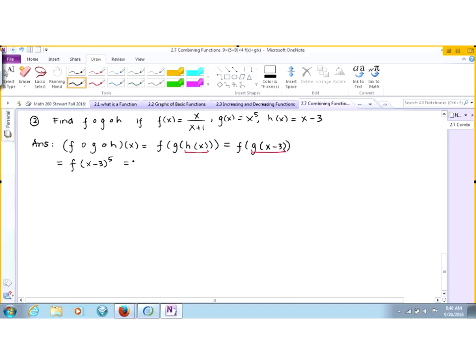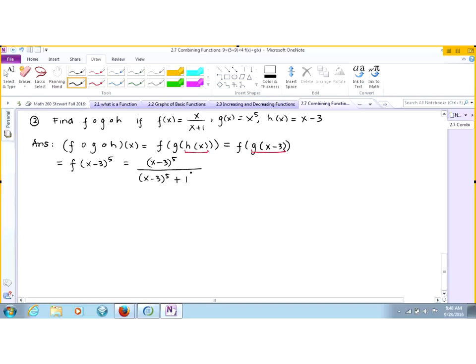Now, what is f of x minus 3 to the 5th? Come on, guys. What is it? x minus 3 to the 5th on top, divided by x minus 3 to the 5th plus 1. Yes. Done. So you don't have to distribute this. Yeah. x minus 3 to the 5th divided by x minus 3 to the 5th plus 1. Are we okay so far? Okay, good.